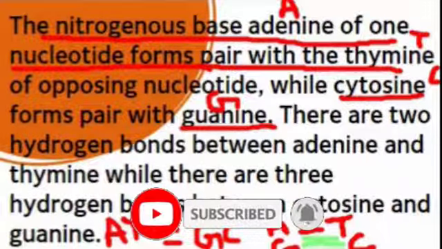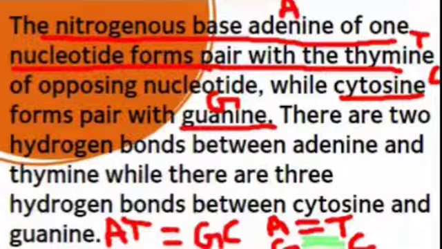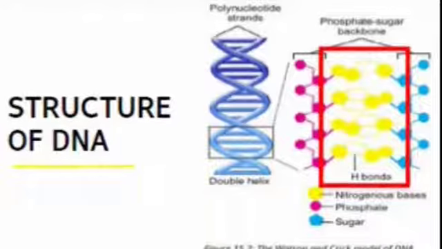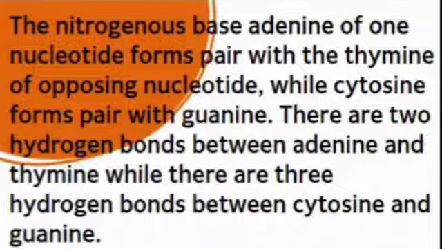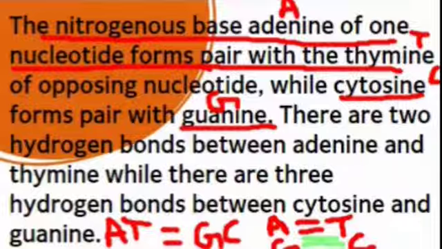There are 2 hydrogen bonds between adenine and thymine as shown in this diagram, and there are 3 hydrogen bonds between cytosine and guanine. Cytosine forms 3 hydrogen bonds with guanine. So you can remember it easily by making a mnemonic like AT GC, at Government College. Adenine with thymine and guanine with cytosine. So in this way, the structure of DNA is formed by nucleotides present in the DNA molecule.